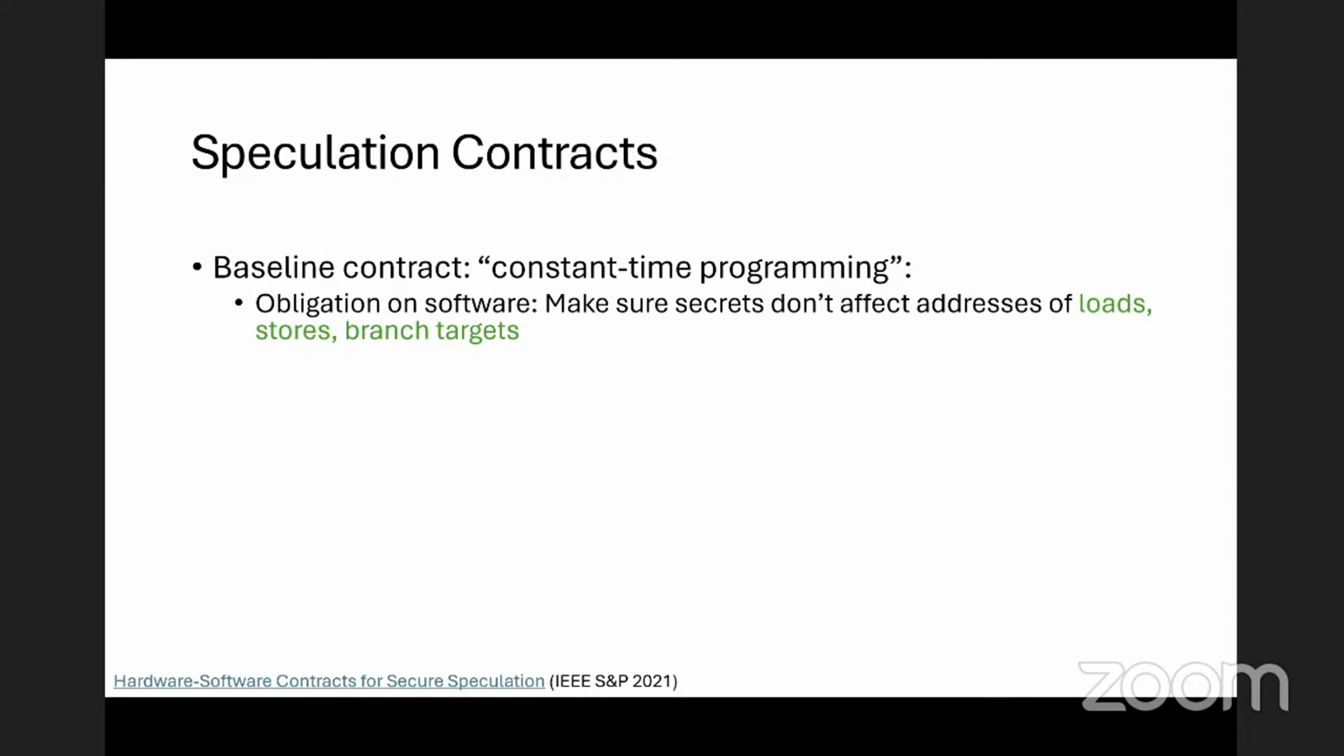Constant time programming is actually a misnomer. It's a coding discipline, and it essentially tells you how to write your software if you want it to be secure. You would make sure that any secrets that you're processing, say a cryptographic key, should not affect the addresses of loads, stores, and branch targets. You should not branch on a secret, and your load address should also not depend on a secret. If you think about the cache side channel, you know that addresses of loads leak, so they should not depend on secrets. Then the idea is you should be safe.